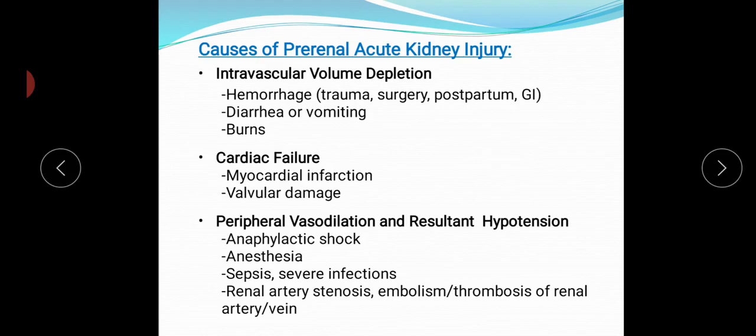Second, cardiac failure. Cardiac failure may lead to decreased cardiac output, and that will decrease the plasma volume and decrease the blood supply to the kidney. Then there are certain other causes like peripheral vasodilation or severe hypotension. That may be because of an anaphylactic shock or an anesthetic complication. It may be due to severe sepsis, that means a severe infection in the body, like that.